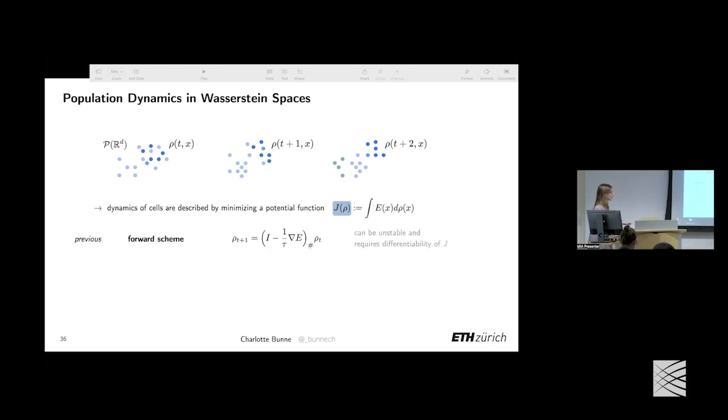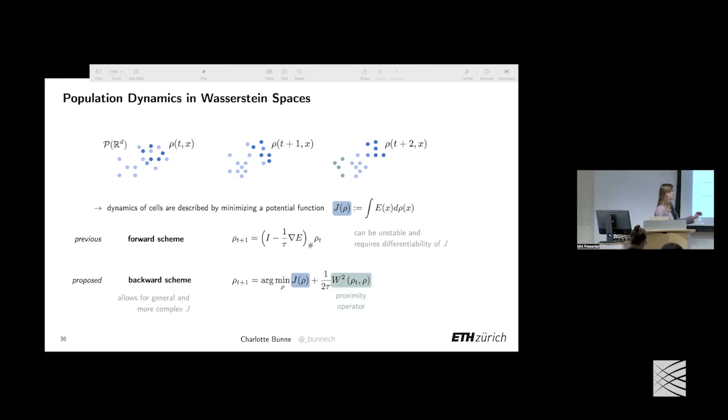And we can look at a similar scheme, the forward scheme, or the backward scheme, where basically the argument is again minimizing a potential function and staying close in space, now with respect to the Wasserstein metric, because we are in the space of measures. And this is a very famous result called JKO flows by Jordan, Kinderlehrer, and Otto in 1998. It's actually one of the most downloaded papers of the SIAM Journal on Mathematical Analysis.